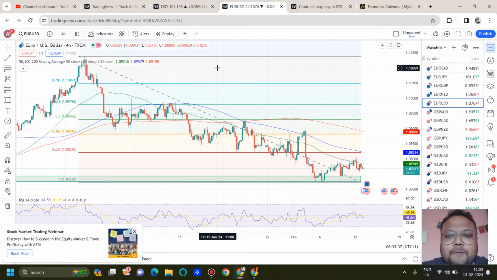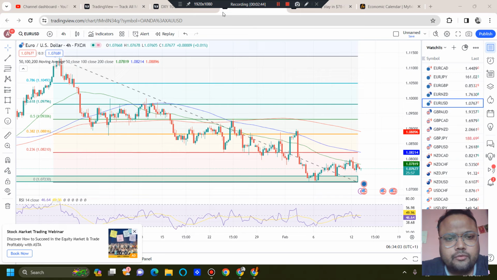After the news, forget about technicals, just try to follow the trend of the market, because when fundamentals dominate, technicals do not work. So if you see the market is very volatile after news, try to follow the trend.